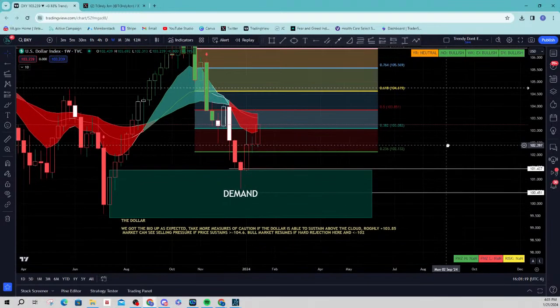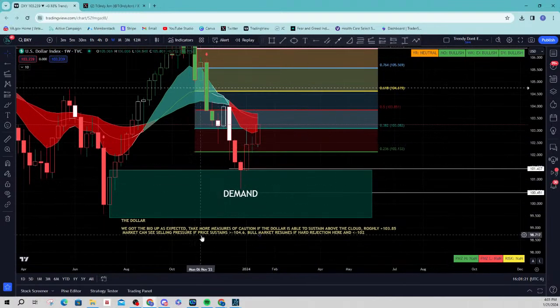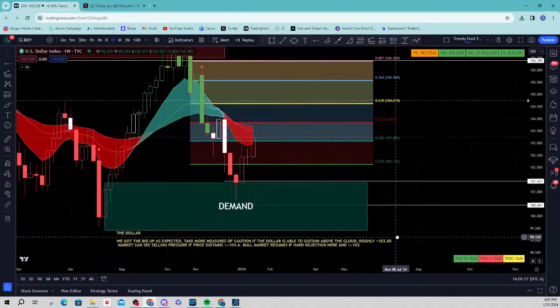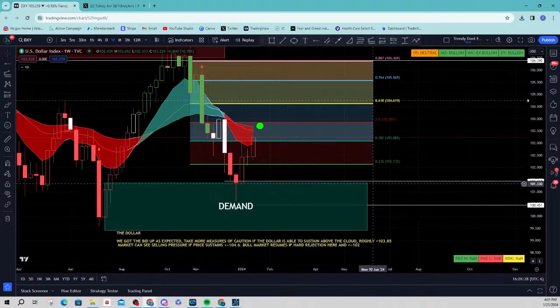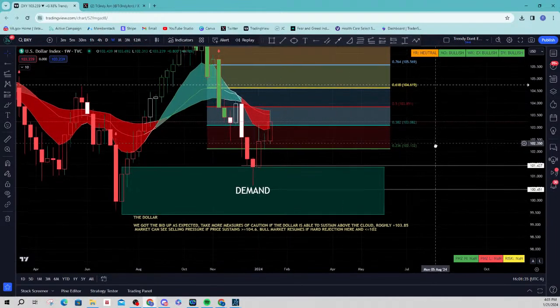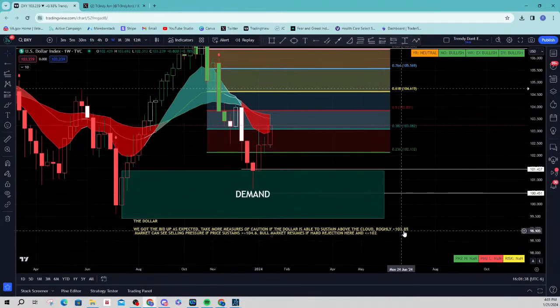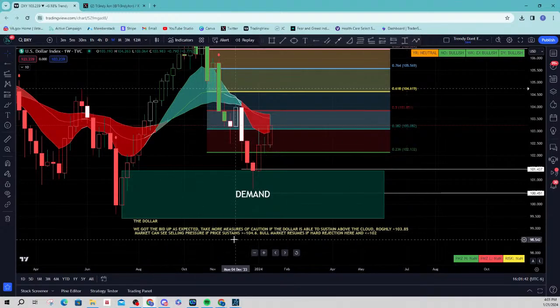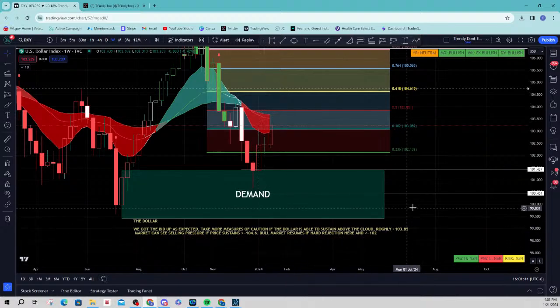So, what can you expect going into this week? We got the bid up as expected. Take more measures of caution if the dollar is able to sustain above the cloud. What cloud am I talking about? This cloud right here that is also confluent with the 50 of the down move itself. So again, what am I talking about? Roughly 103.85. Market can see selling pressure if price sustains above 104.60.